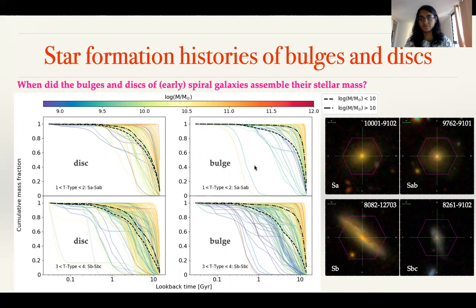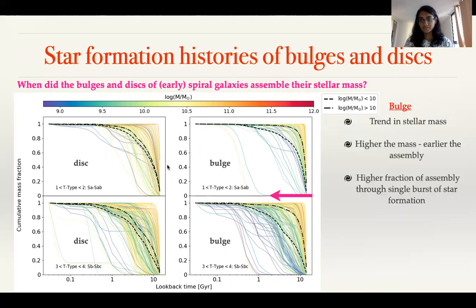Now, when we consider the bulges in these two panels, we can see there's a clear trend in the stellar mass. These high-mass bulges in red and orange seem to have assembled a majority of their stellar masses very early on in their lifetime within a very short and narrow time scale. This is likely indicating they formed through a single star formation episode and contain older stellar populations.